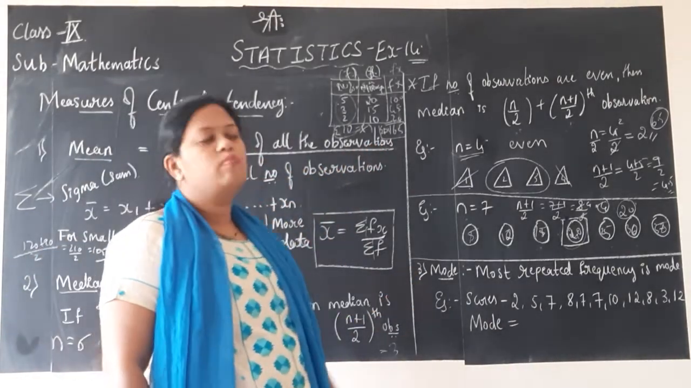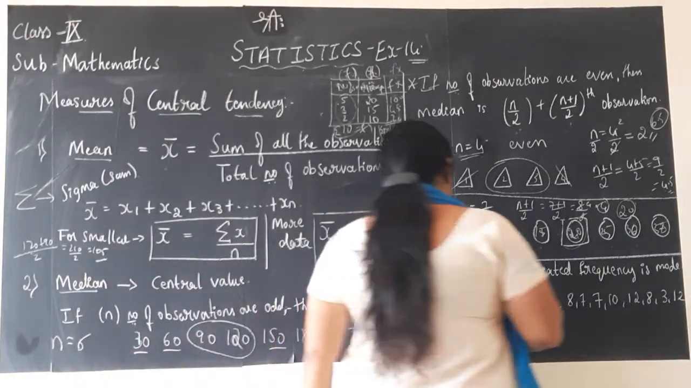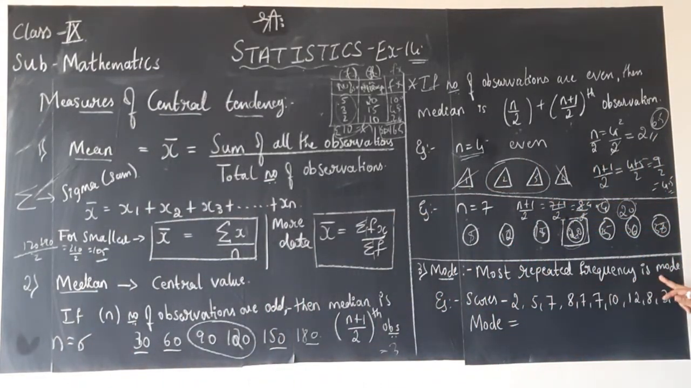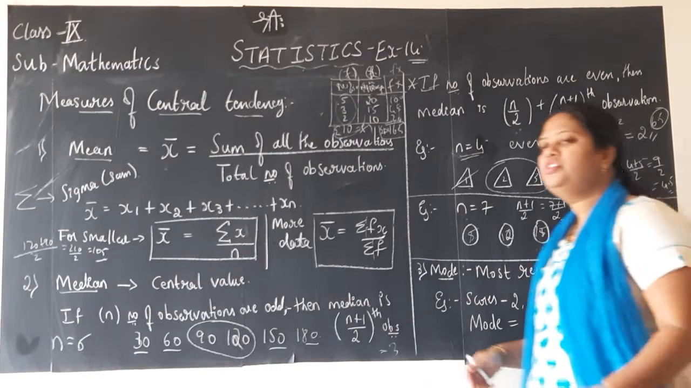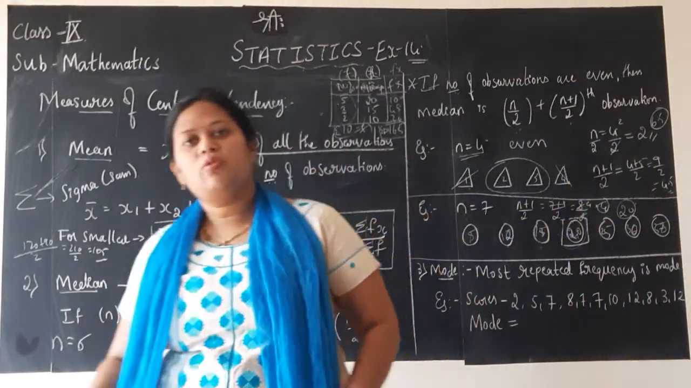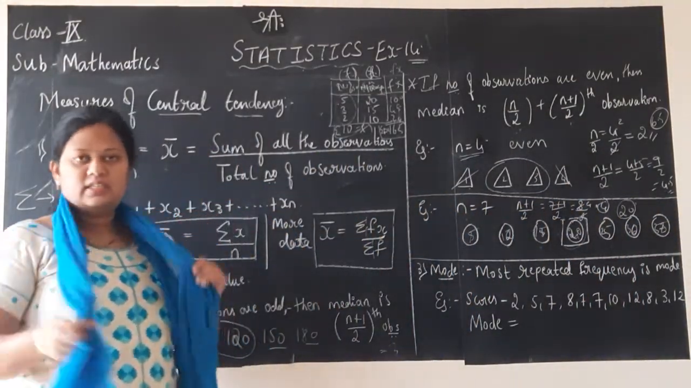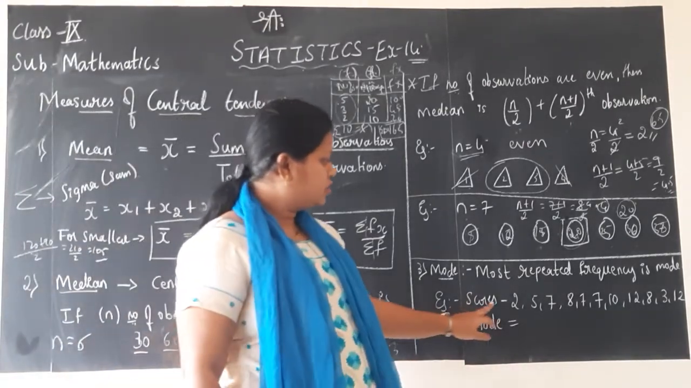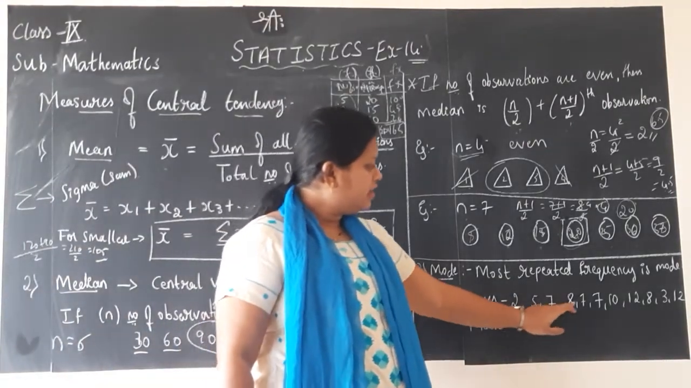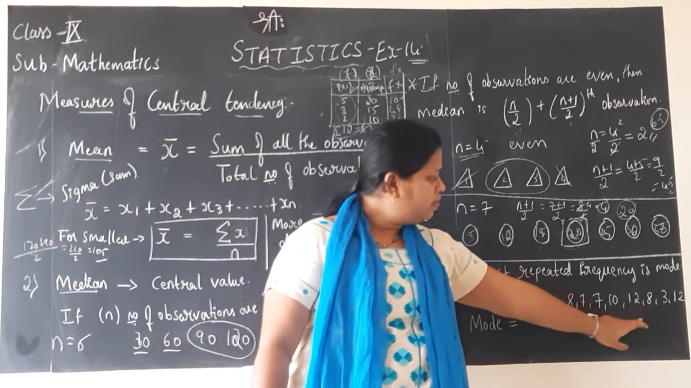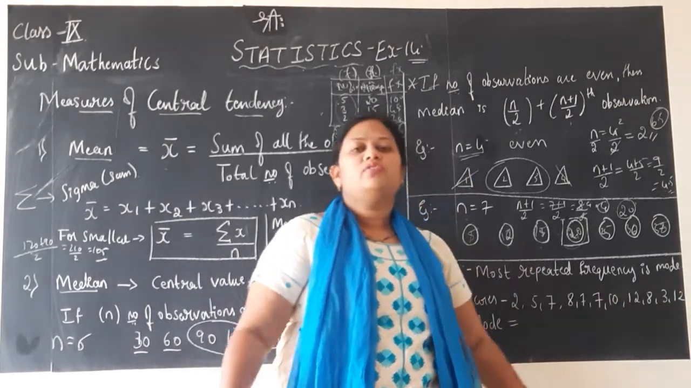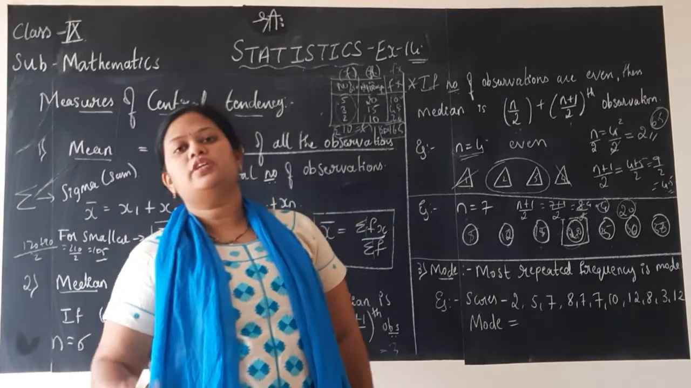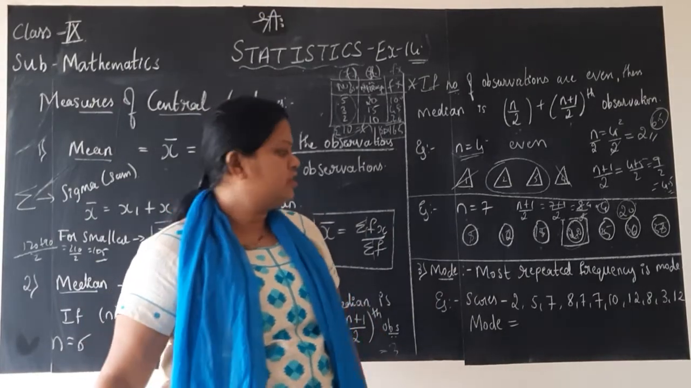Last one is mode. It is defined as the most repeated frequency. The most repeated frequency among the given scores is nothing but the mode, children. For example, I have given here the scores 2, 5, 7, 8, 7, 7, 10, 12, 8, 3, 12. Among these given scores, you should search which is most repeated.